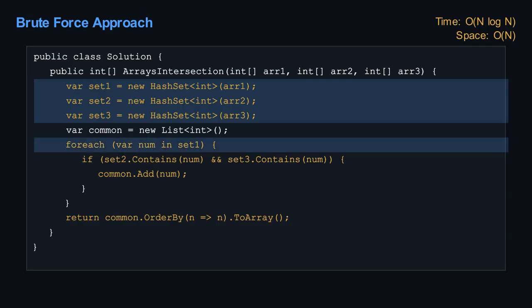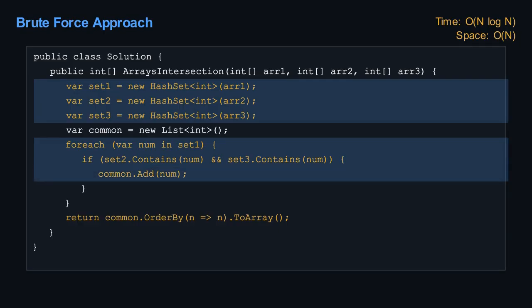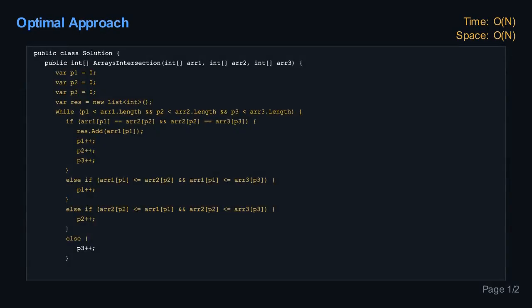While hash set lookups are average constant time, creating three sets and then checking against them, plus a final sort, leads to a time complexity of big O of n log n, linearithmic time due to sorting, and big O of n space for the sets. The key insight here is that the arrays are sorted. This allows us to use a three-pointer approach, similar to merging sorted lists.